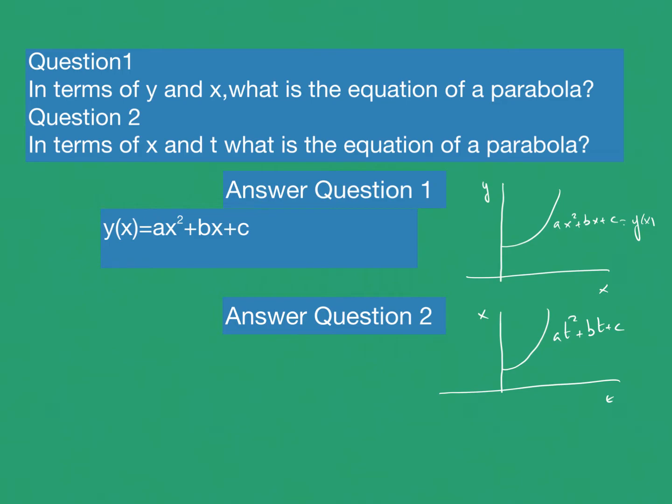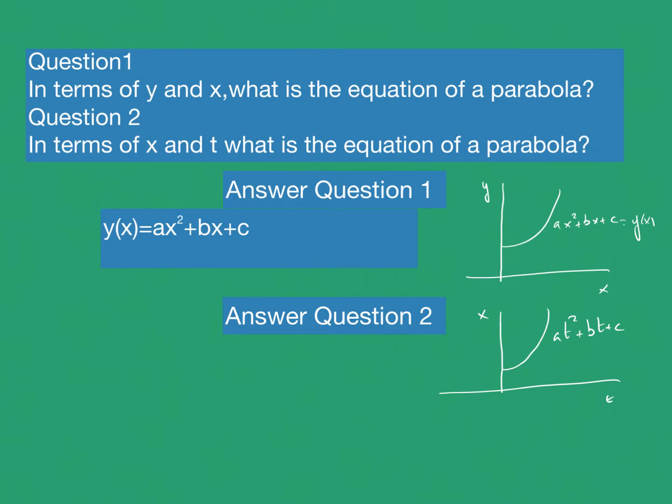Question 2. In terms of x and t, what is the equation of a parabola? Well, the answer is, this is t. This is the input. Now this is y, this is the output. This is x, this is the output.